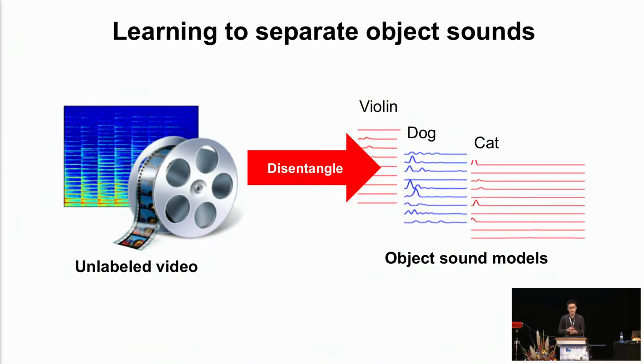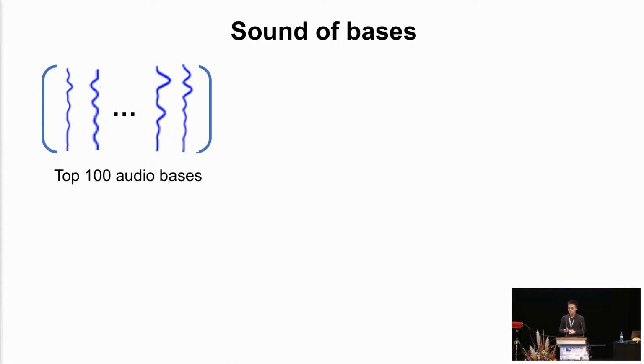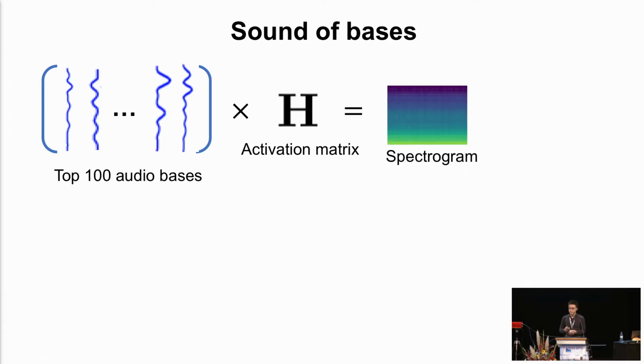Recall that our goal is to learn class-level sounds from unlabeled video, and we have obtained per-class audio basis vectors through MIML learning. But do they really represent the corresponding object category? To better interpret what has been learned, for each object class, we get its top 100 audio bases, and we use the activation matrix to combine these bases and obtain an audio spectrogram. Then we use the inverse short-time Fourier transform to obtain audio that represents the prototypical sound of each object class.